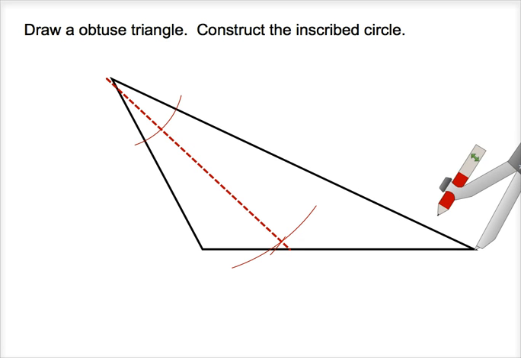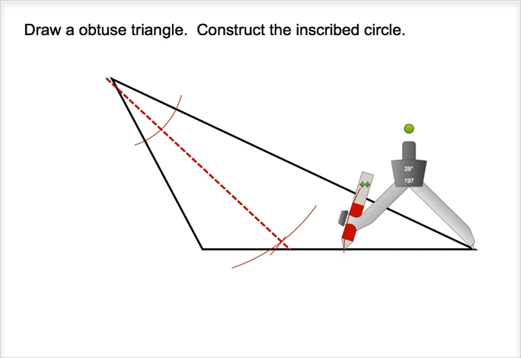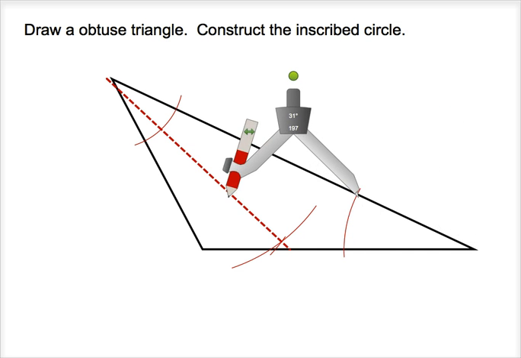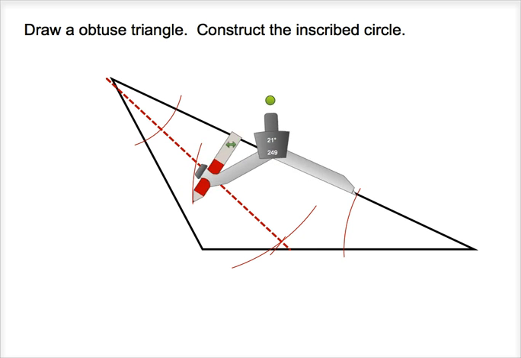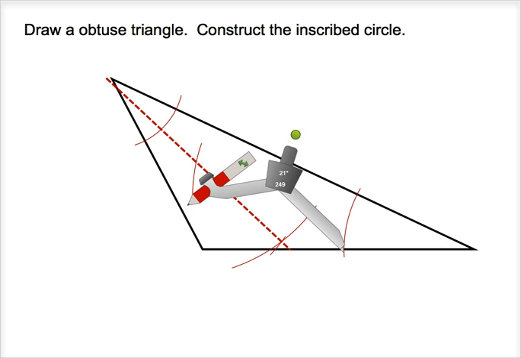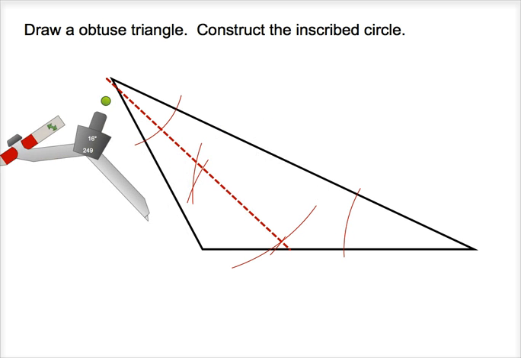So I'm going to start by swinging an arc across the angle. From where the arc intersects the sides, I'm going to swing 2 more arcs, and I'm going to swing them out fairly far. So one of them out here, swinging from the other side. And I can get my angle bisector for there as well.